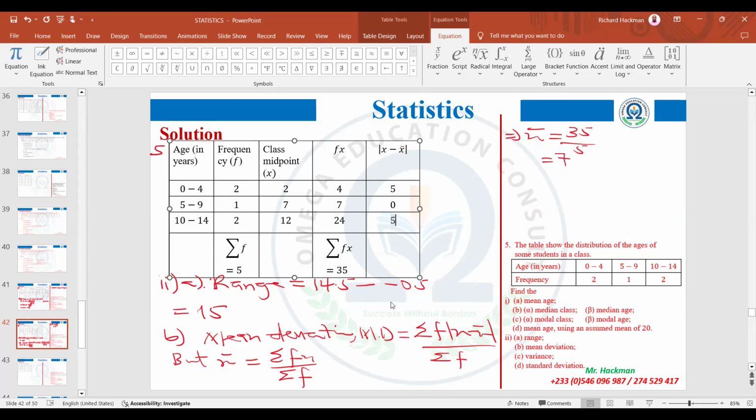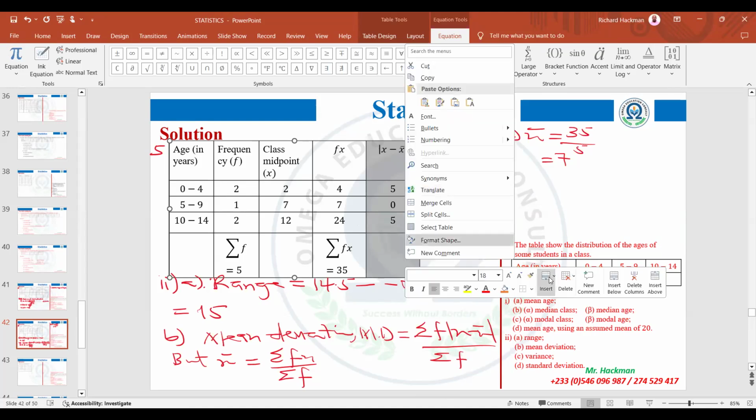Very good. So now this is what we have. You need another column, which will be the product of this and that. So we go and create that column. Let's do that quickly then.